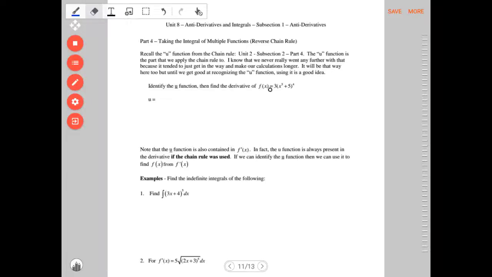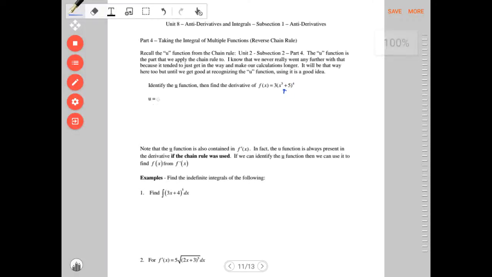So here's what I want you guys to do for this one. Identify the u function and then find the derivative of this. Okay, so the u function is the part the chain rule applies to, so the part that's inside the brackets. So here, u is x cubed plus 5. So really, this works out to f of u equals 3u to the 4th. So then, to get f prime of the u function, we ended up with 4 times 3, so that's 12u cubed. And then we had to go du. Not a problem, because we usually don't do that part, but, well, we can.